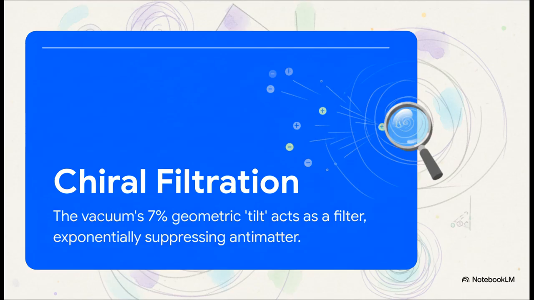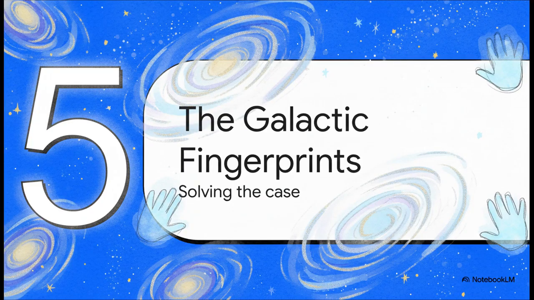Imagine you have a sieve that's tilted just a tiny bit. If you try to push a specific shape through it, most of the time it just won't fit. Well, that 7% geometric tilt in the universe acts like that sieve. It makes it exponentially harder for the wrong-handed antimatter to exist. It's so incredibly effective that only a tiny, tiny fraction, about 1 in a billion, manages to leak or tunnel through the filter. Okay, so a good theory doesn't just explain old mysteries, it has to make new predictions that we can actually go out and test.